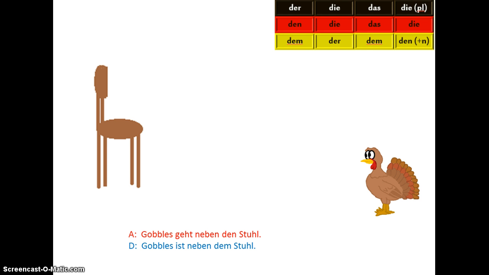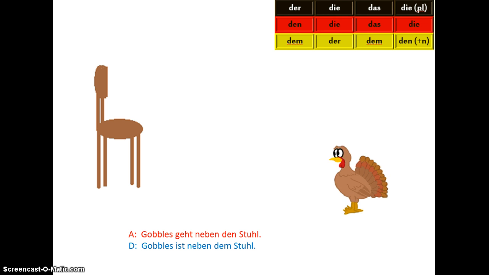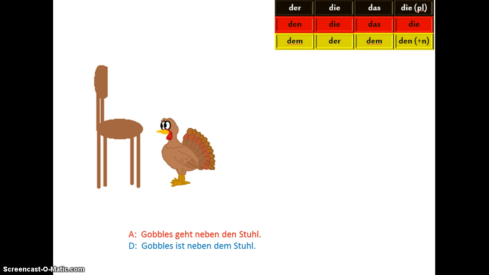Alright, here's another example. Gobbles geht neben den Stuhl. Gobbles ist neben dem Stuhl. The first one is the accusative because he's going there. And we use den again because for stool, as we know, the accusative is den. And for the dative, it's dem.